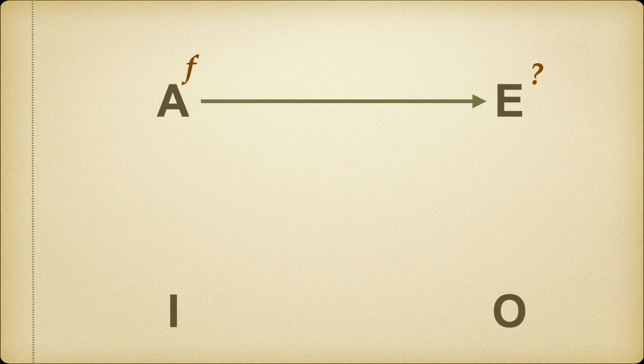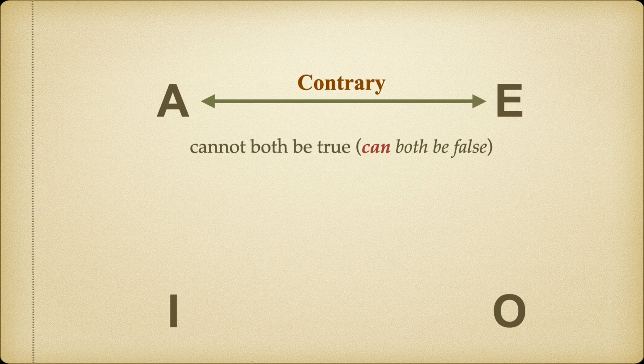Remember, we're doing immediate inferences on the square of opposition, so we're asking ourselves what must be logically true based on only one premise. That is, the categorical proposition that we start with. We'd get exactly the same outcome if we started by assuming that the E proposition is false. We cannot logically know the truth value of A if we start with the assumption that E is false. A would be logically undetermined. Contrary propositions cannot both be true simultaneously, but they can both be false at the same time.